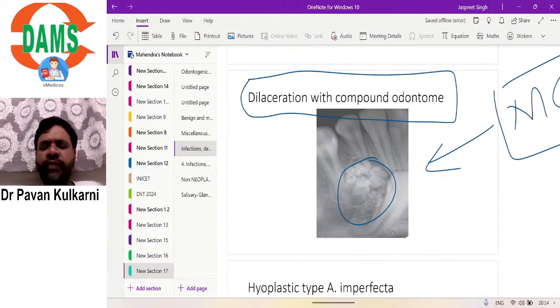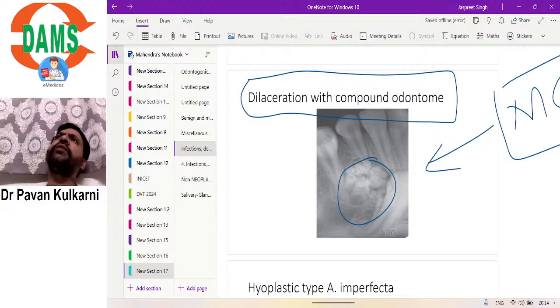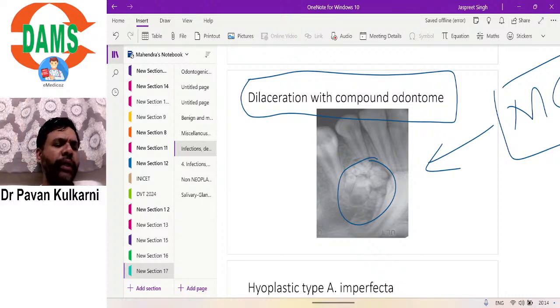Now this is an image of dilaceration due to odontome. Dilaceration can occur because of many reasons. Whenever there is any pressure applied on the developing tooth, then you can see the dilaceration. So in this case, because of the developing odontome, we are able to see the dilaceration.